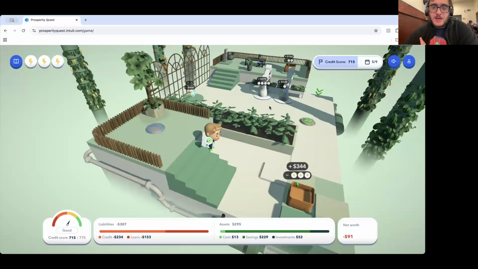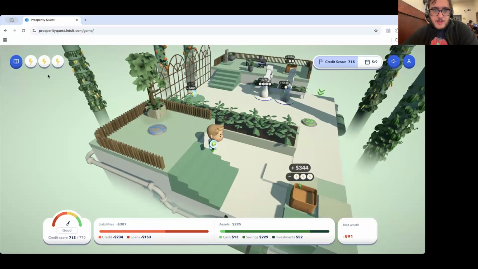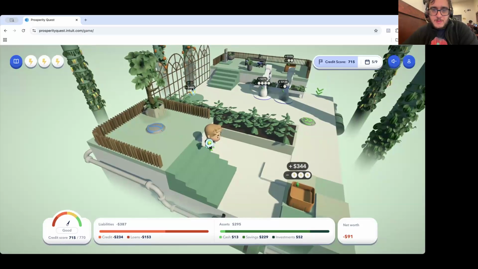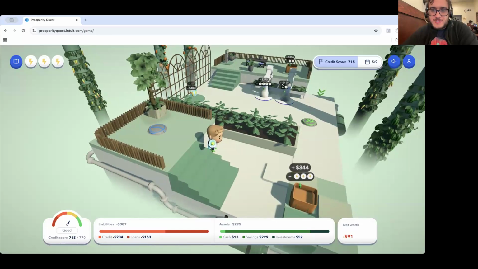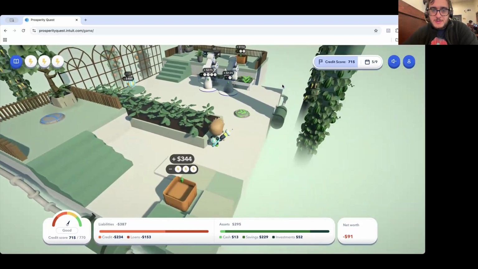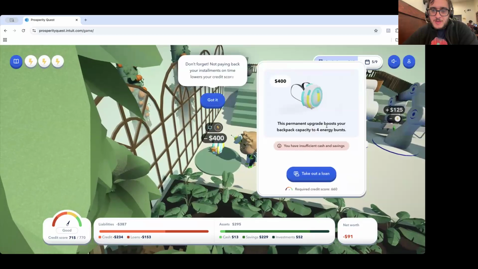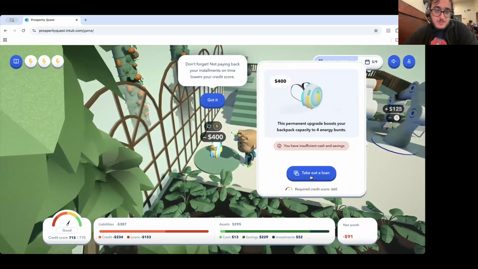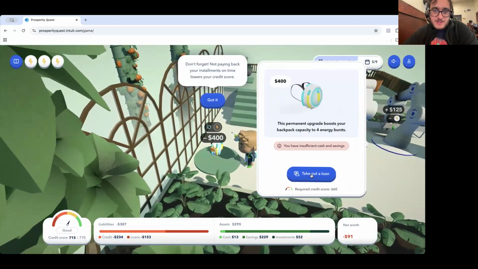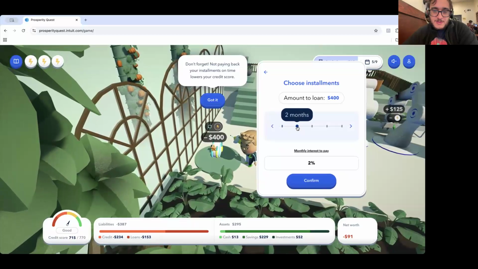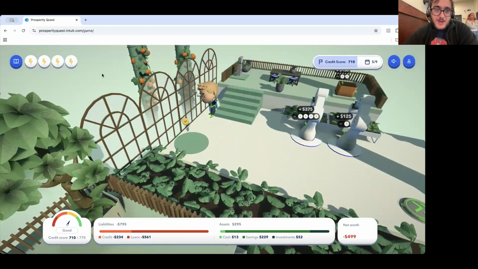So here now, first thing you gotta always do is just check the room, check the world that you're in, the level that you're in, I'm sorry. So you have 344 here, $400 to spend on that, or 375, 125, 156. So let me check out this new little tool I can buy. What does it say? This permanent, you have insufficient cash. I can take out a loan. I have enough. And it gives me 4 energy boosts. See what it says. Do 2 months, confirm. My credit score lowered, but now I have 4 energy boosts.